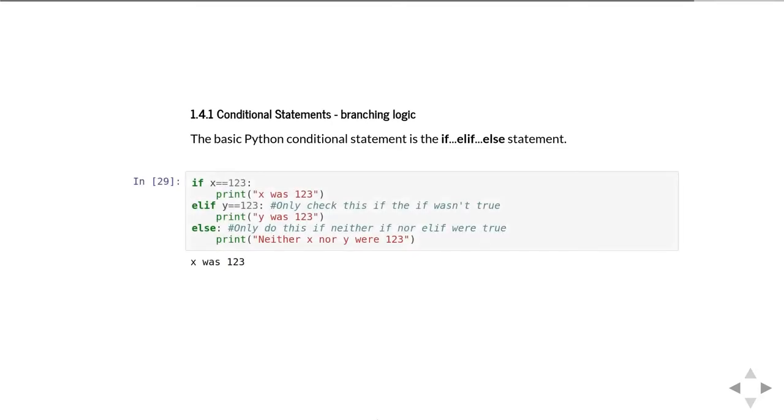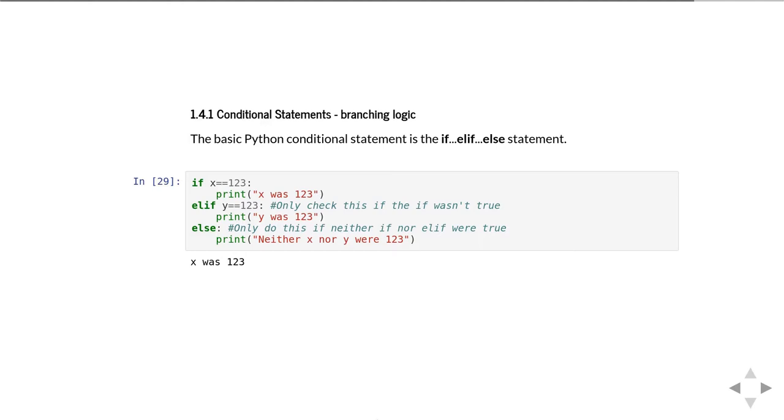So here's an example. So we're doing if x is equal to 123, print x was 123. If x was not equal to 123, then check whether y was equal to 123 and print y was 123. And if that's not true either, then do the else, so print neither x nor y was 123. Now, in our example, x and y are both 123, but you'll see what happens here is that it just says x is 123, we're going to do that. So in fact, you need to do a separate test if you want to identify that both x and y were 123.